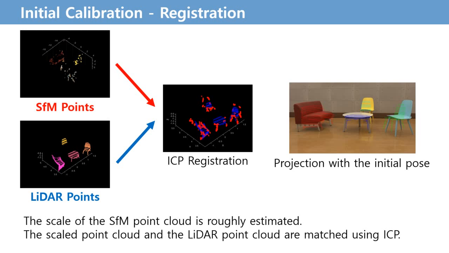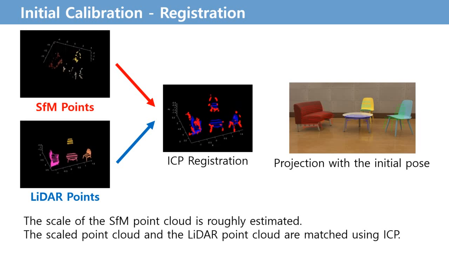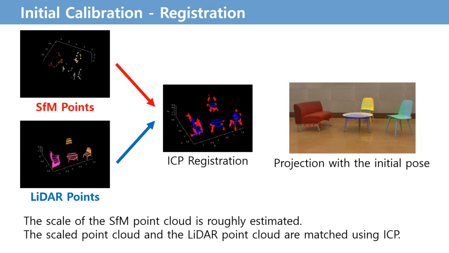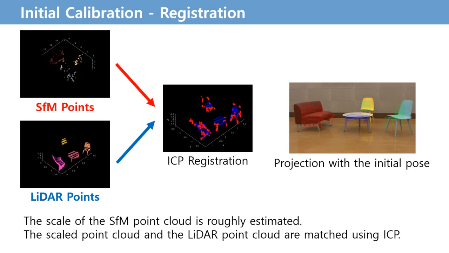First, the SFM point cloud is up to scale. So the scale of the SFM point cloud is roughly estimated using the distance between objects. The scaled SFM point cloud and the LiDAR point cloud are matched using ICP registration. After registration, the initial parameter was determined. Look at the right figure. The extrinsic parameter between LiDAR and camera was roughly estimated.